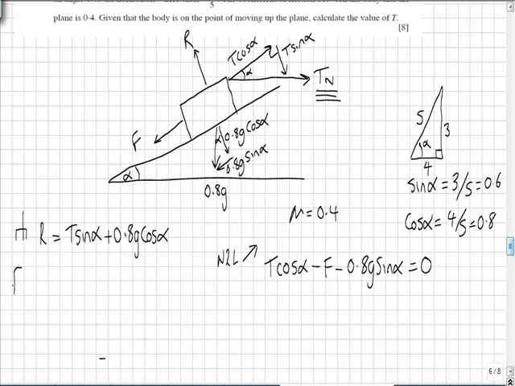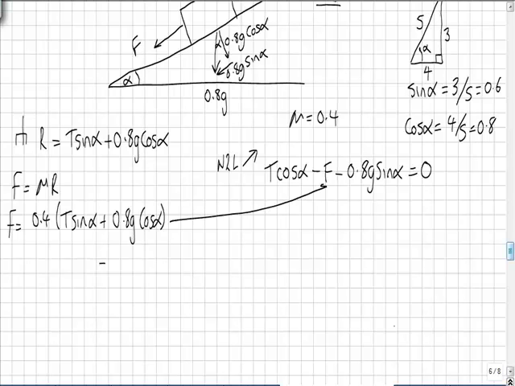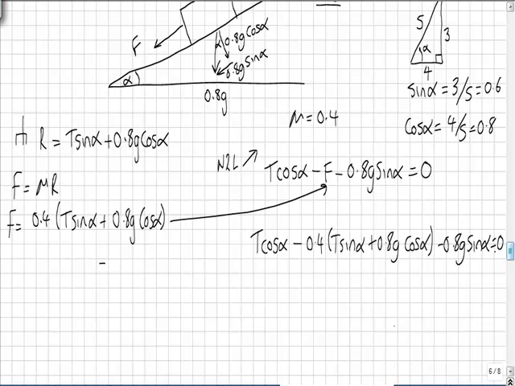Well, F we can work out because we know that F is equal to mu R, so that's equal to 0.4 times (T sin alpha plus 0.8g cos alpha). We're then in a situation where we can replace the frictional force with an expression with T in it, hence having one equation with just T in. So if I substitute that in now, I get T cos alpha minus 0.4 (T sin alpha plus 0.8g cos alpha) minus 0.8g sin alpha is equal to 0.